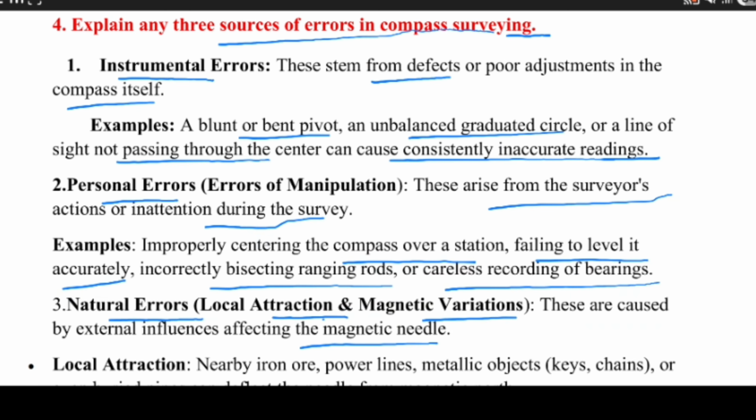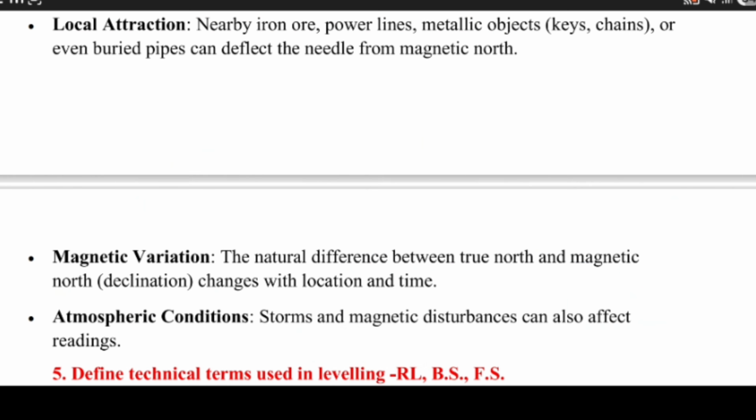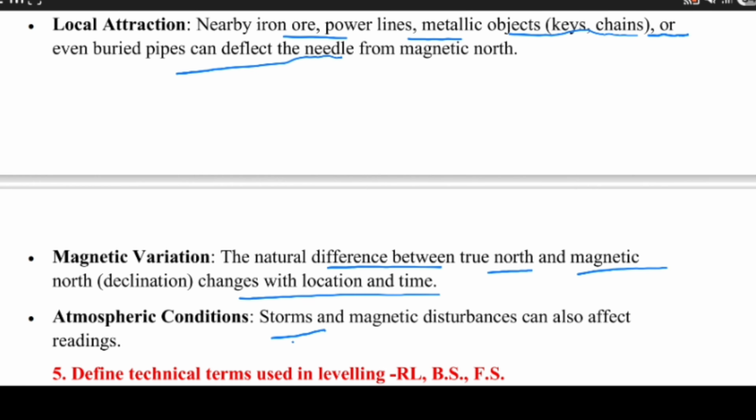What do we mean by local attraction? Local attraction is when iron, power lines and metallic objects near the needle affect the magnetic north direction it shows. Magnetic variation is the difference between true north and magnetic north, which changes with location and time. One more is the atmosphere: storms and magnetic disturbances will affect the taking of readings.